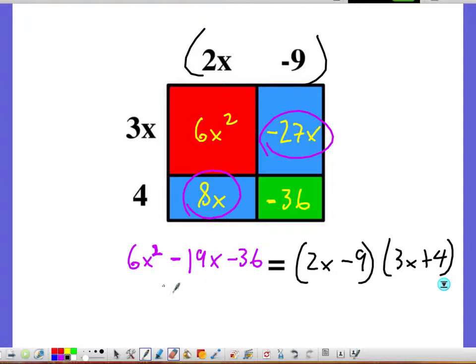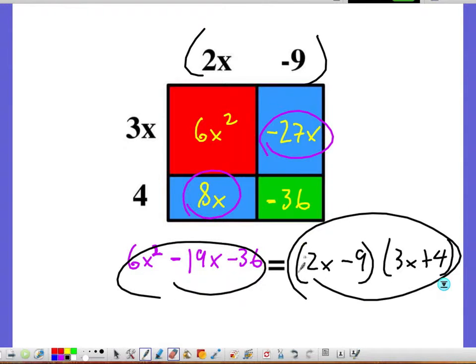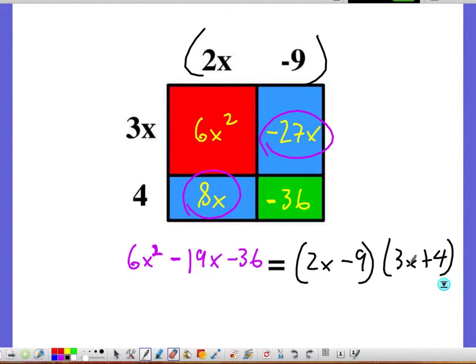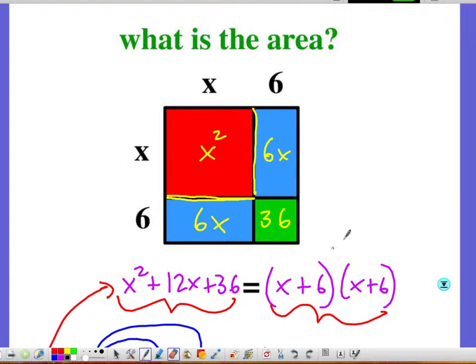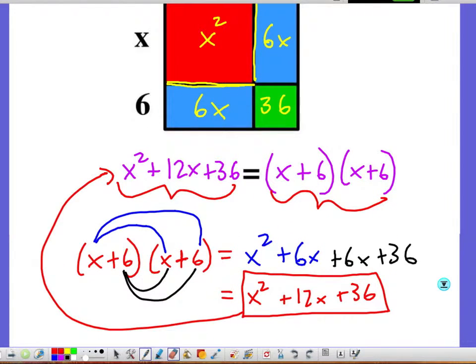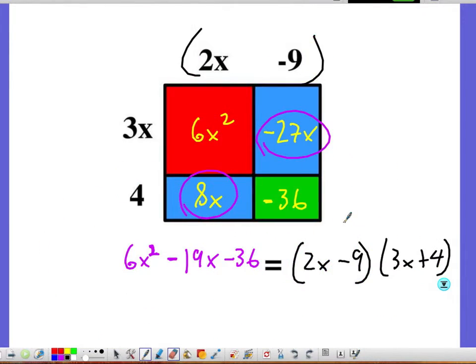Now again, how do I know that this is equal to this? Well, you can just go ahead and distribute this to verify that they are in fact equal to each other, which is what we did here. Alright.